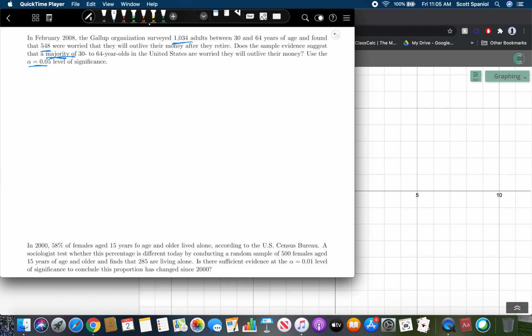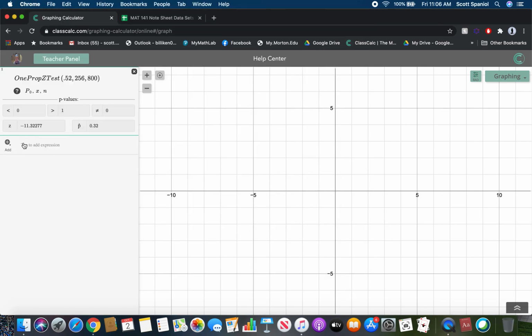So there's a little bit of trickiness to this one that we haven't talked about yet, but I think I mentioned this way back in an earlier video, which is, what does the word majority mean? Well, the word majority means more than 50%. So in this case, our null hypothesis is going to be that p is 50%, so 0.5, and our alternative hypothesis will be that p is greater than it, that we have a majority. Okay, so we'll assume we don't, and then we'll try to show that we do have a majority. In this case, our x is 548, and our n is 1,034. And so now we've got all the information we need in order to go into the calculator.